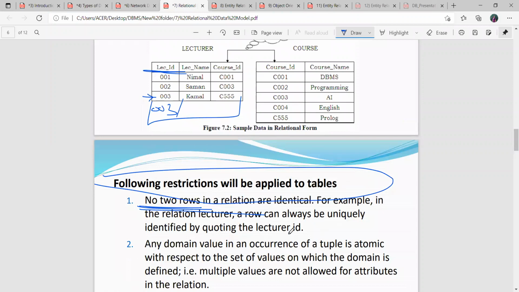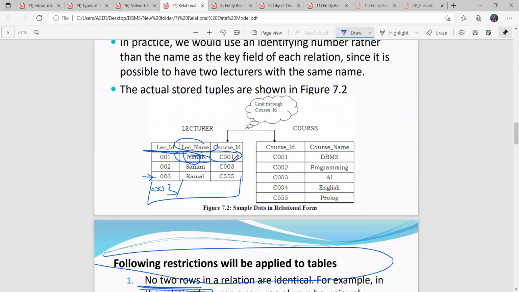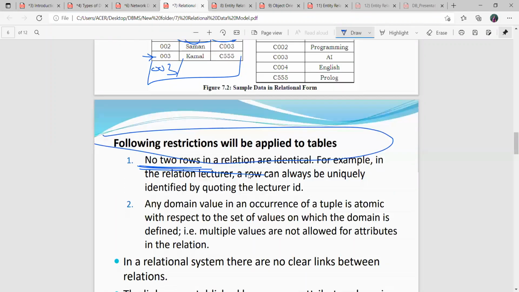Then, when we consider the values, take this one as an example. It only has a single value. When we consider the value for a course ID attribute, it can have a single value. So any domain value in the occurrence of the tuple is atomic with respect to the set of values on which the domain is defined. So multi-values are not allowed for the attributes in the relations.